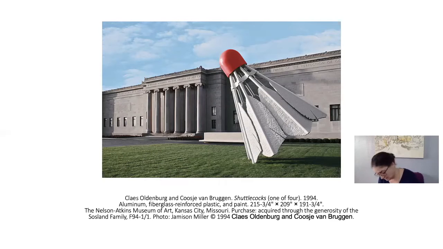Proportion can be sort of demonstrated in Oldenburg's shuttlecock, which is like a badminton bird, only this is in front of a museum and the proportion or scale of this piece is absolutely outsized. And so a lot of his artwork was about having us stop and consider ordinary things in our life. Hamburgers, spoons, in this case, the badminton bird, because they were recreated in this sort of giant scale.